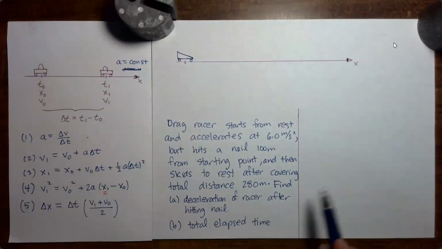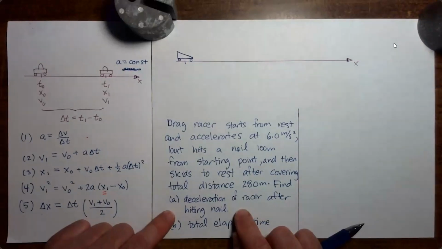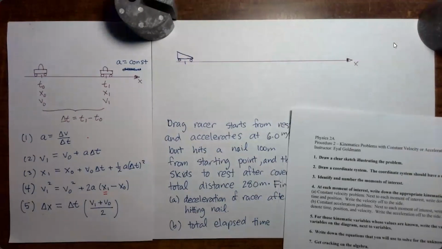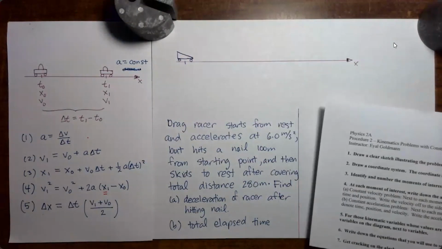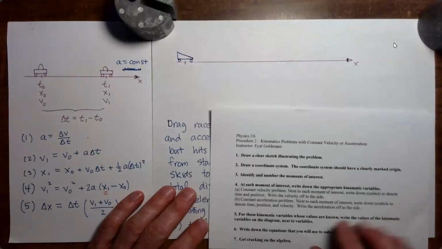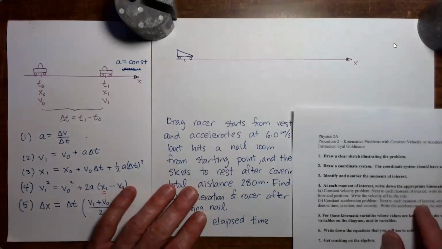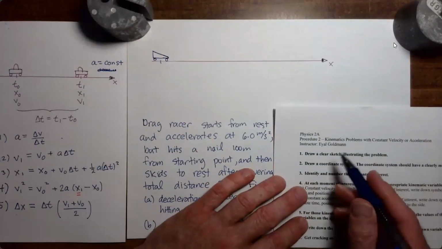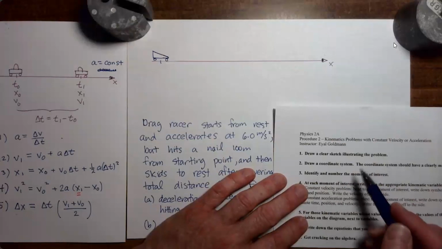So we want to find the deceleration of the racer after hitting the nail, and then the total elapsed time for the entire process. As with our earlier kinematics problems, we're going to be using the handout. So step 1, draw a clear sketch illustrating the problem. And you can see we have the beginnings of a sketch. The sketch will be developed as we proceed through the process.